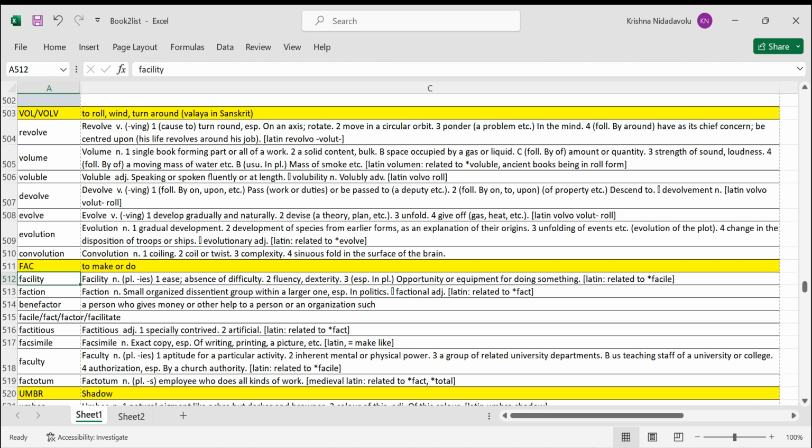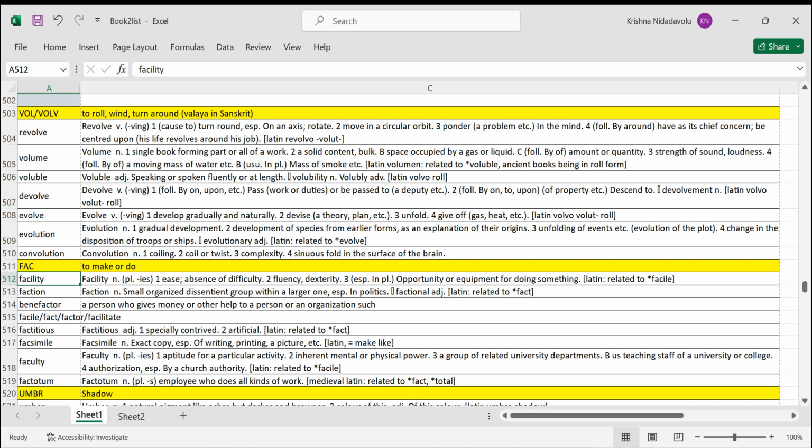Facility we know. Facility is something which makes things easy to do. It could be buildings, services, equipment, etc. that are provided for a particular purpose. Leisure, sports facilities, medical, recreational, educational facilities, banking facilities, recycling facilities, etc.